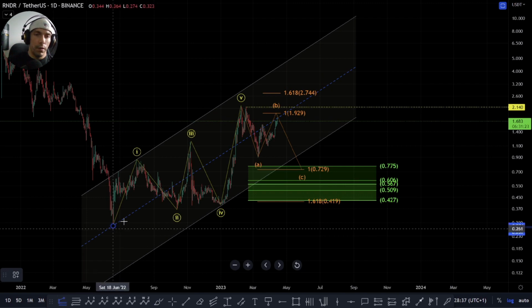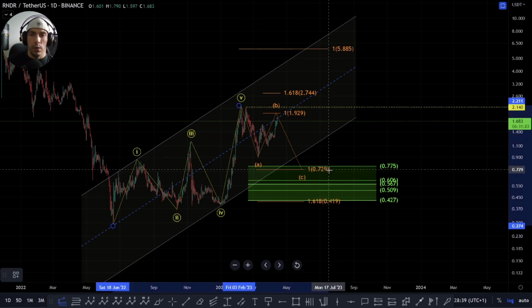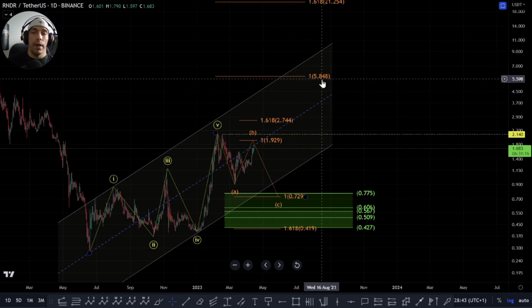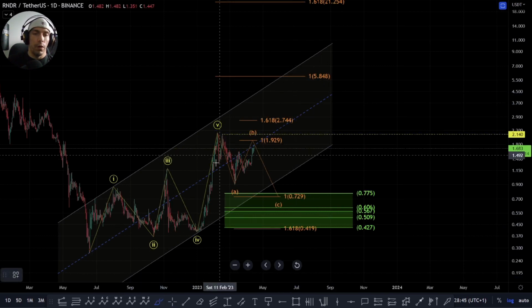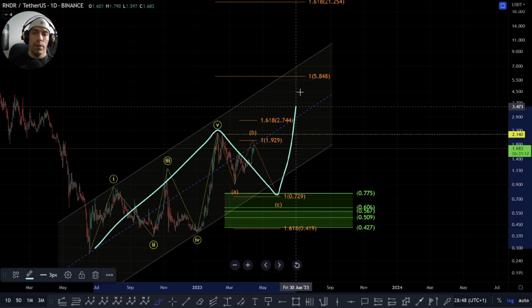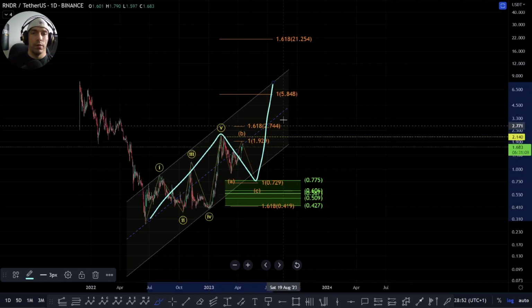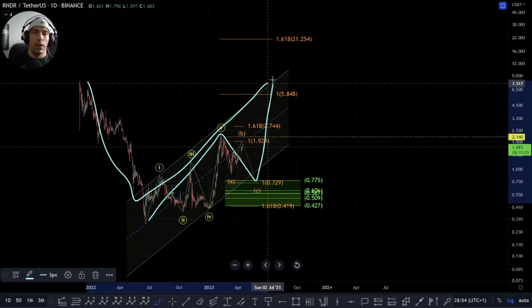either a move up towards this zone. I'm going to go with that 1-to-1. Either a move up towards this 58.84, which would make this a one-to-one move, where this becomes A, B, and then C, and that would just be a corrective move, which would still indicate at this point that we could still see lower lows.